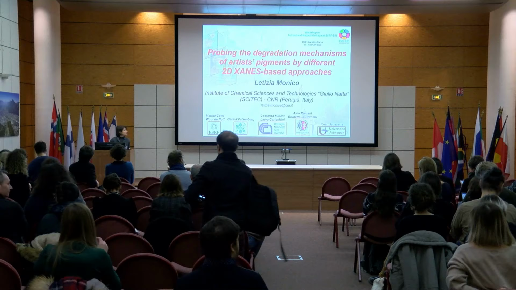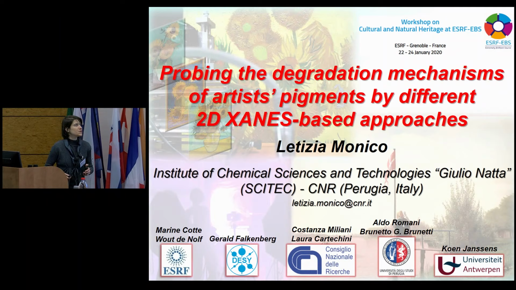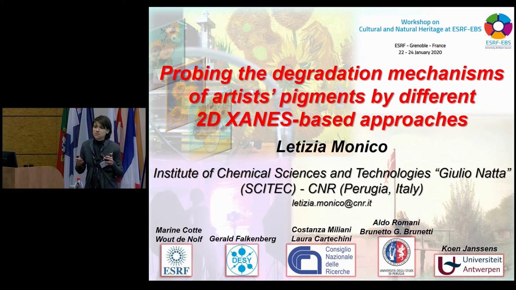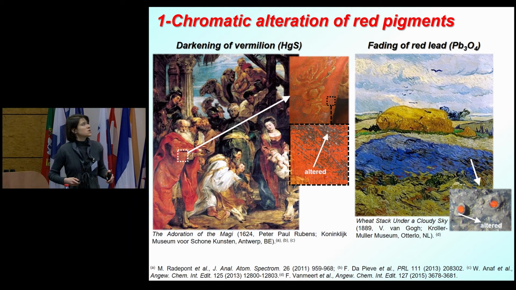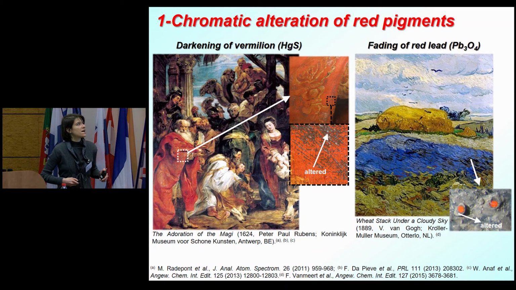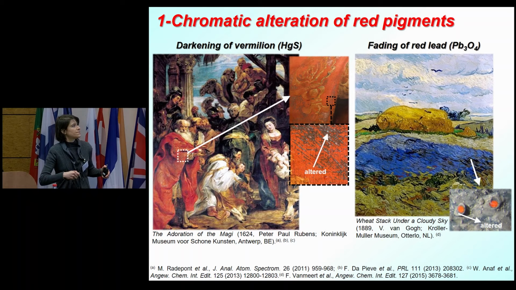As a continuation of what Koen Janssens talked about yesterday, today I will give you more detail about the advantages and disadvantages of using different 2D XANES-based approaches to study the degradation mechanism of artist pigments. We know that there are color changes in several paintings that occur as a consequence of the chemical alteration of different kinds of inorganic pigments. Among these, there are classes of red pigments that are the cause of strong discoloration in paintings.